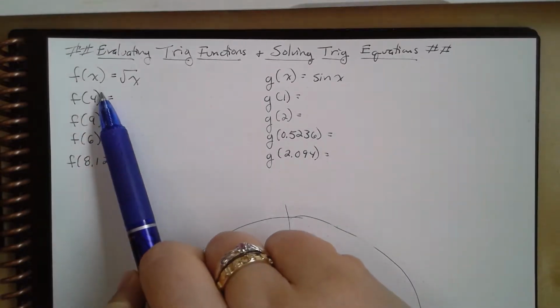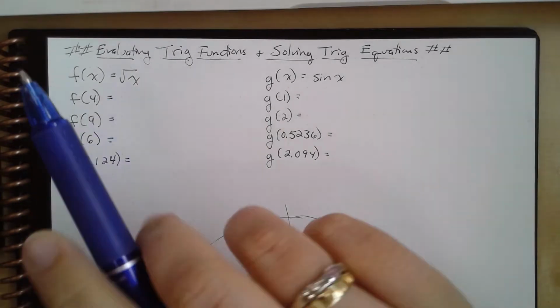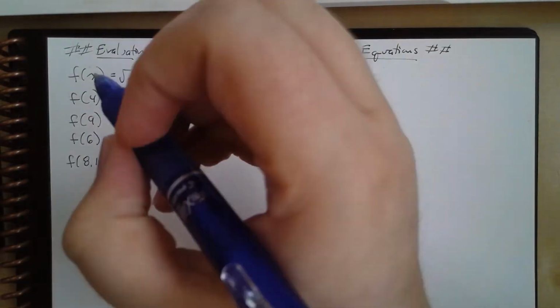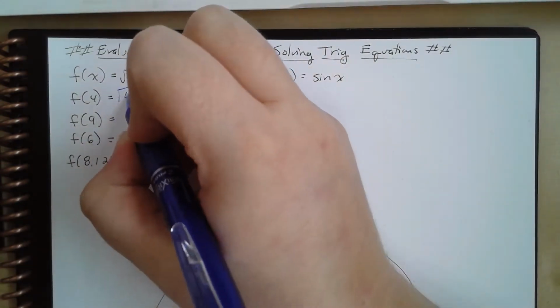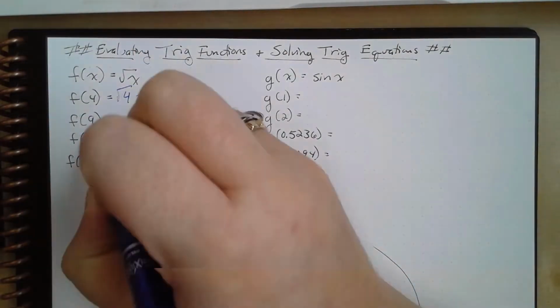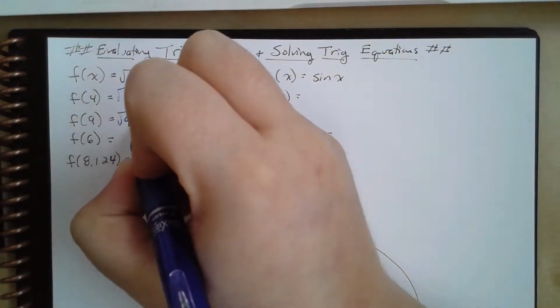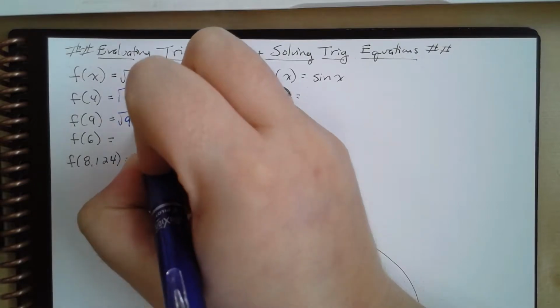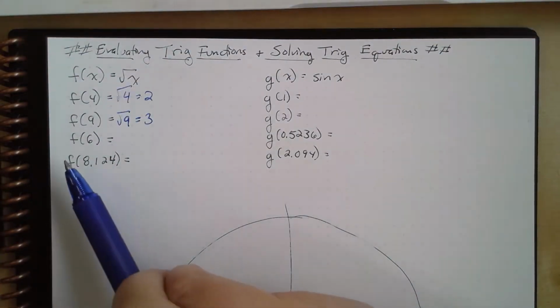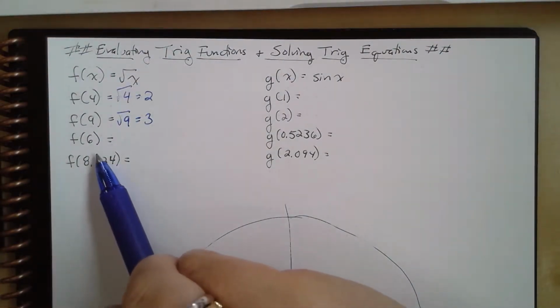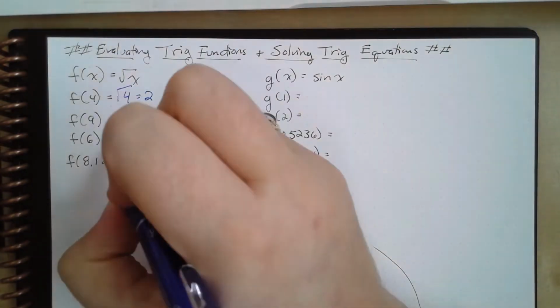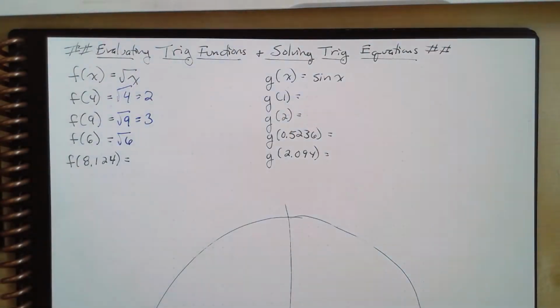We have f of x is equal to the square root of x. That's pretty easy to calculate for f of 4. Of course, f of 4 is just going to be equal to the square root of 4, which is equal to 2. And f of 9 is also easy. That's going to be the square root of 9, which of course is equal to 3. But if we have f of 6, well, that's going to be quite a bit more complicated. We'd have to use the square root of 6 and use our calculator to calculate that.